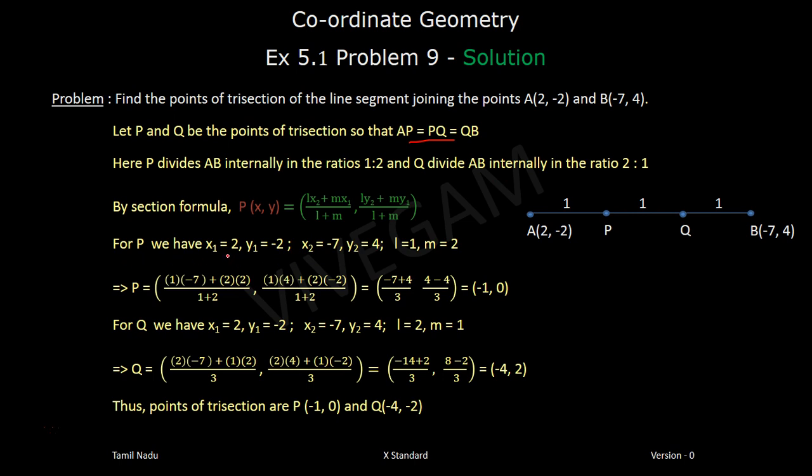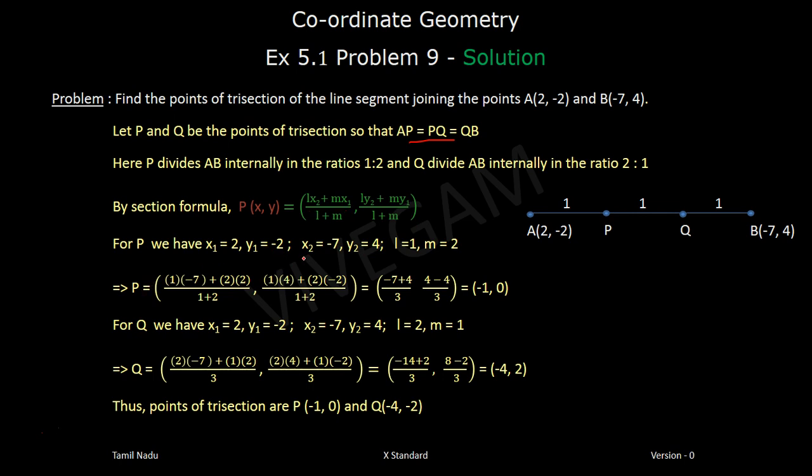For P, we have x1 equal to 2, y1 equal to minus 2. As I said, this is x1 y1, this is x2 y2. So x2 will be equal to minus 7, y2 will be equal to 4. Got it? And for P, L will be 1 and M will be 2, because P is dividing AB in the ratio of 1:2. So substitute all these things in this formula and get the value of P.